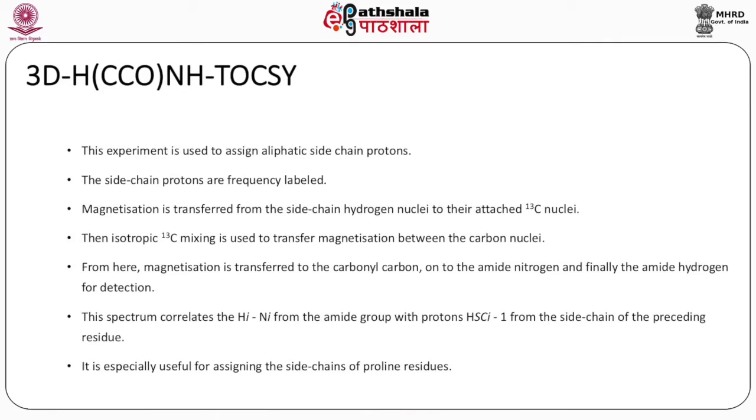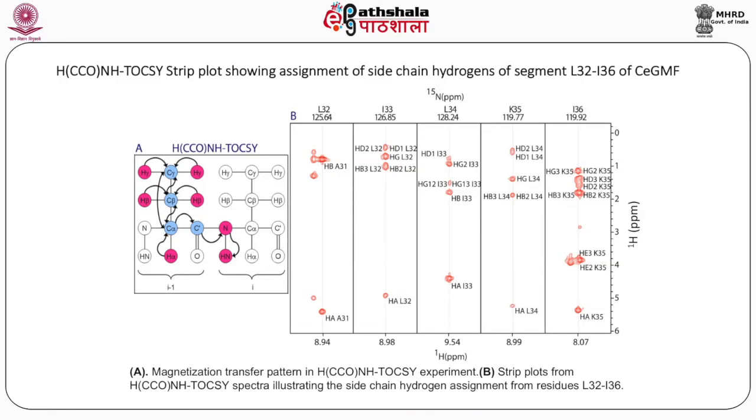The spectrum correlates the Hi, Ni from the amide group with the proton of the side chain of the preceding residue, that is i-1. It is especially useful for assigning the side chains of proline residues. And in this figure, we have strip plots showing assignment of side chain hydrogens of segment L32 to I36 of CeGMF. CeGMF is the C. elegans glia maturation factor, which was described in the previous module.